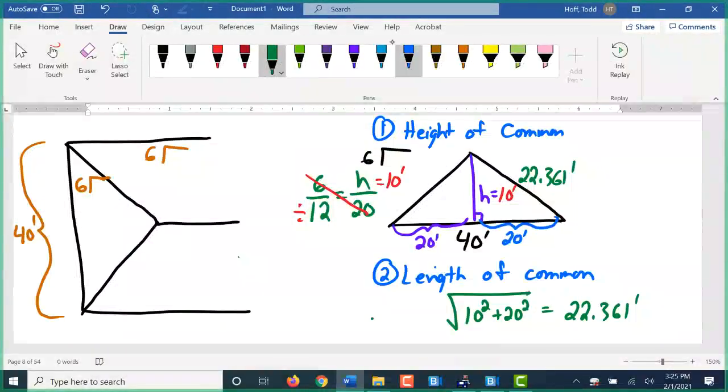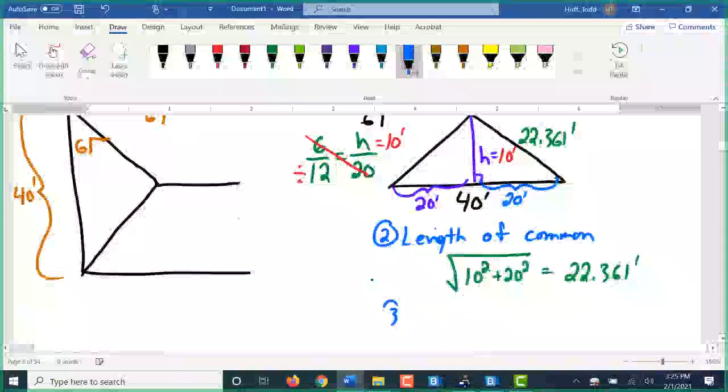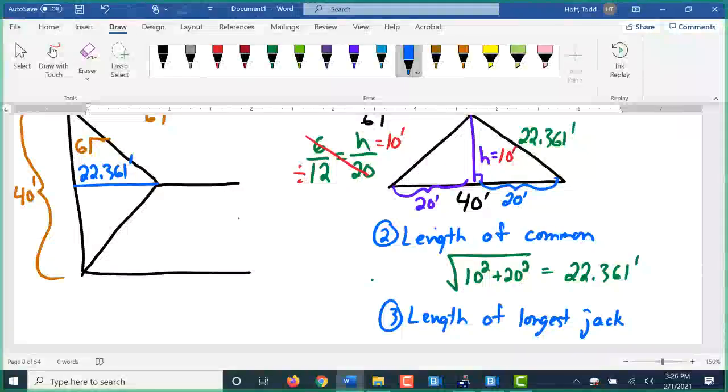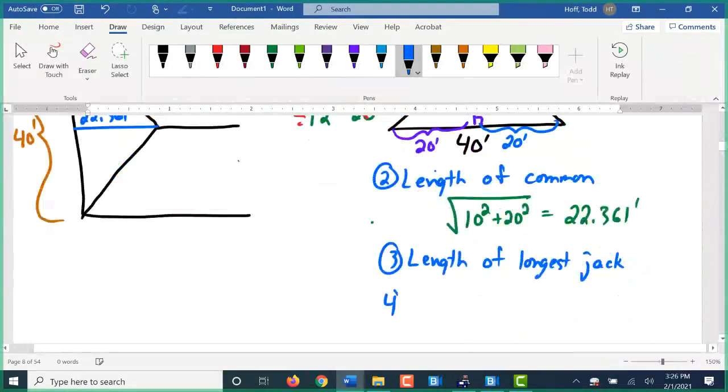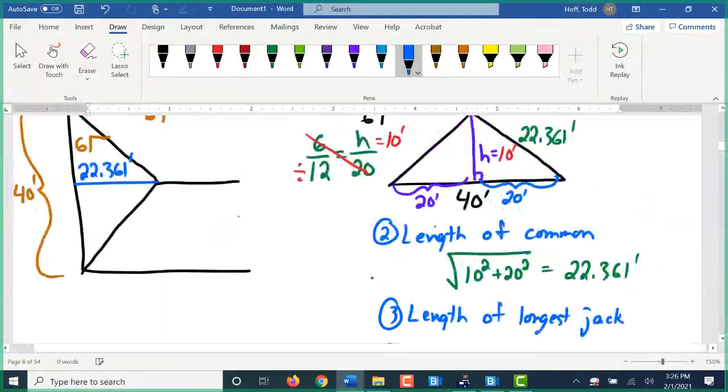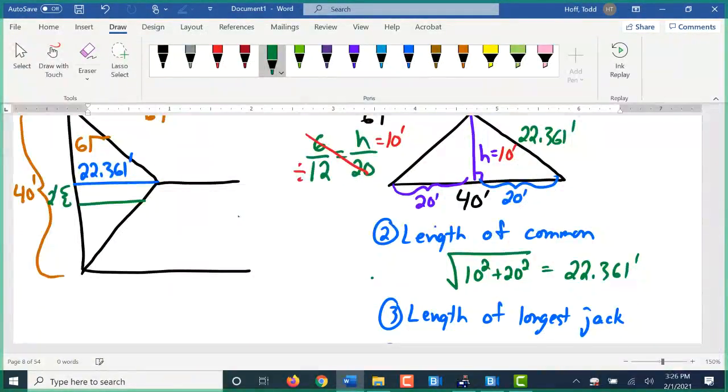So then, of course, step 3, length of the longest jack. Of course, that's just going to be the same as the length of our common, 22.361. Step 4, next longest. Assuming 2 foot spacing again, find the length of this next longest jack. 2 foot spacing. I'll give you a minute to set that up and see what you come up with.